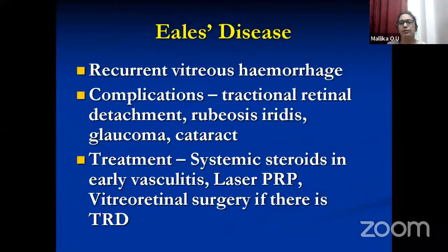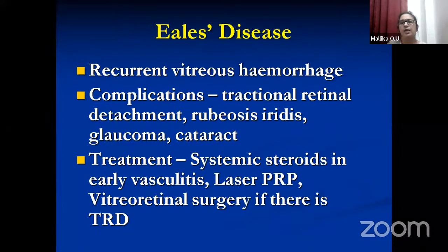Because of the formation of fine new blood vessels that bleed easily, the patient presents with recurrent blurring of vision in both eyes sequentially, one eye at a time and later the other eye. And you can see retinal occlusive vasculitis in the periphery of the retina with new vessel formation. So it is a cause for recurrent vitreous hemorrhage. You can get a question like causes of vitreous hemorrhage, so you can write Eales disease. And the complications are tractional retinal detachment, rubeosis iridis, neovascular glaucoma, and cataract.